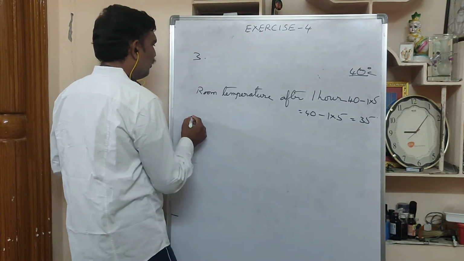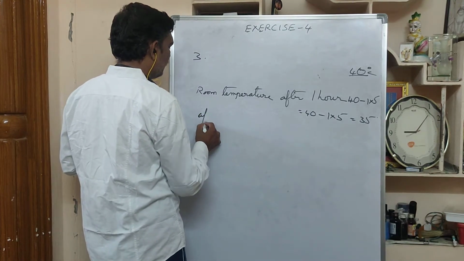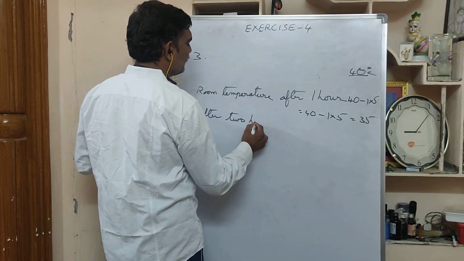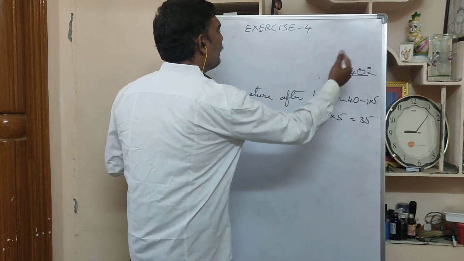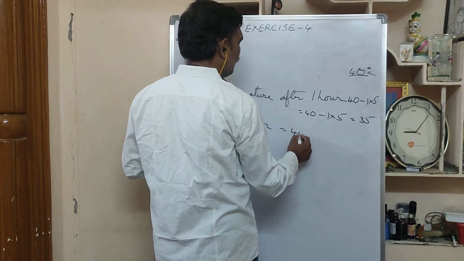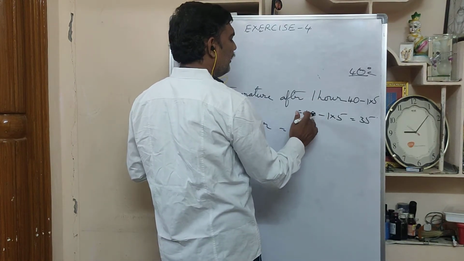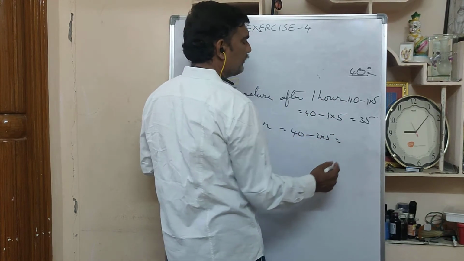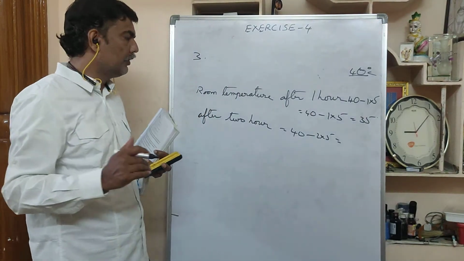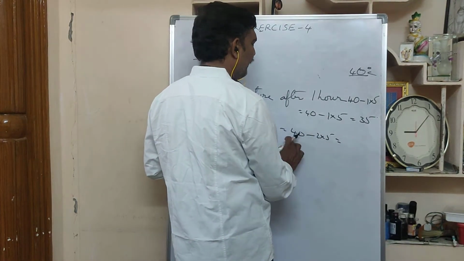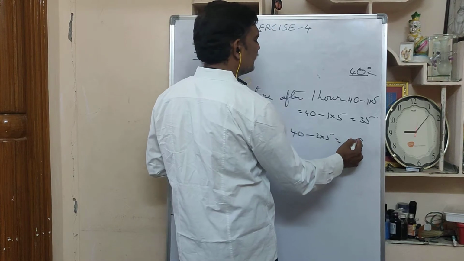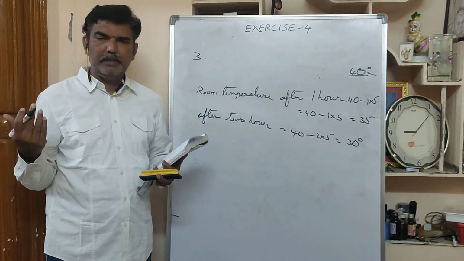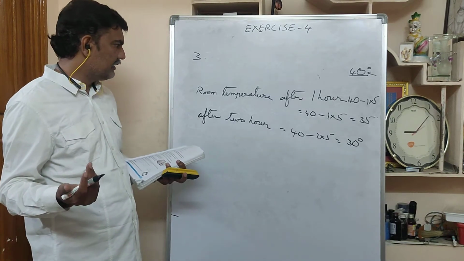Next, room temperature after 2 hours. Originally 40 is there, but for every hour 5 degrees will decrease, or not? 2 into 5. So, 2 5s are how much? 10. 40 minus 10 is how much? 30 degrees. So, after 2 hours, the room temperature will be 30 degrees.